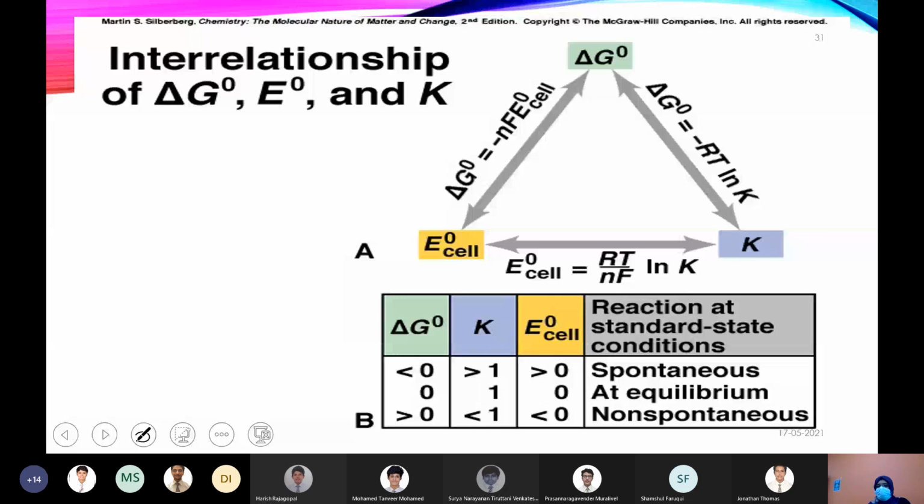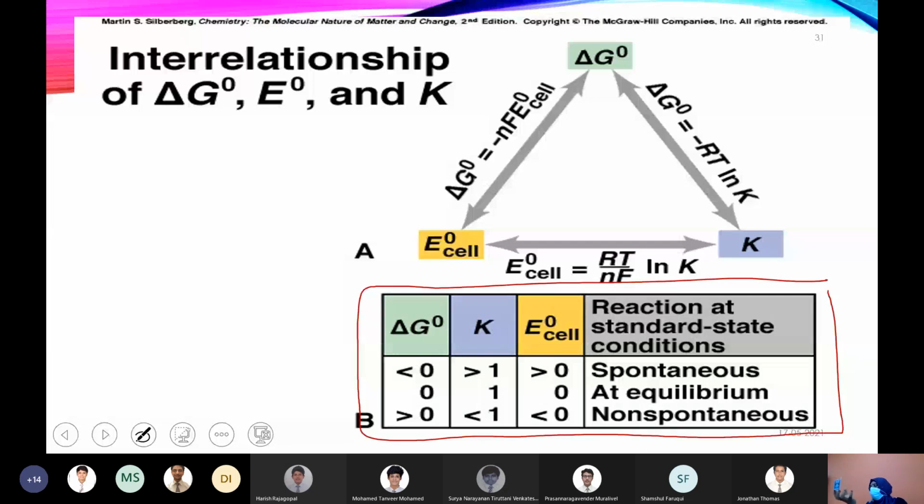Similarly, in terms of equilibrium constant and E0 cell value, you can get the information about the spontaneity of the reaction. So this table is actually self-explanatory. In terms of Gibbs free energy, the value of delta G should be less than 0, or negative, for a reaction to be spontaneous. When delta G is equal to 0, the reaction is at equilibrium. And if delta G is positive, that is greater than 0, the reaction is non-spontaneous.